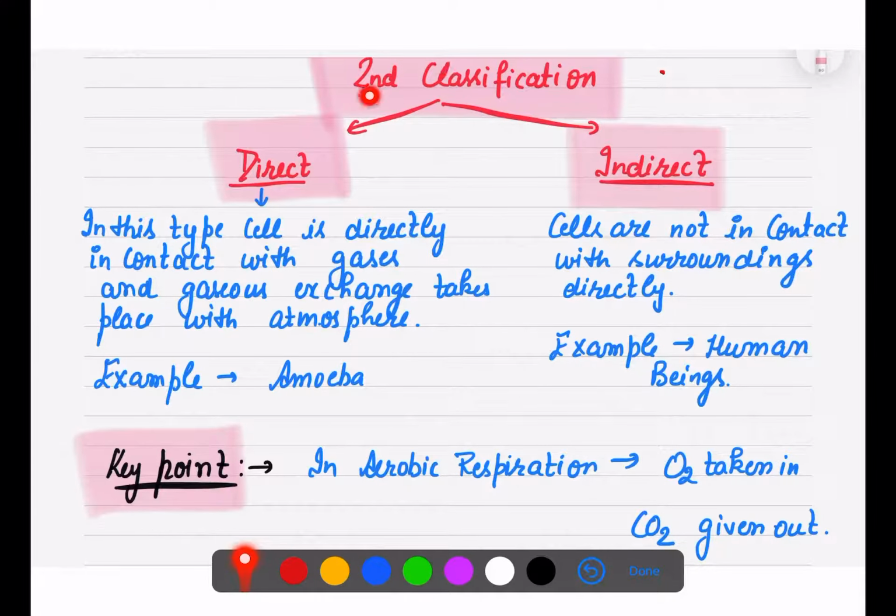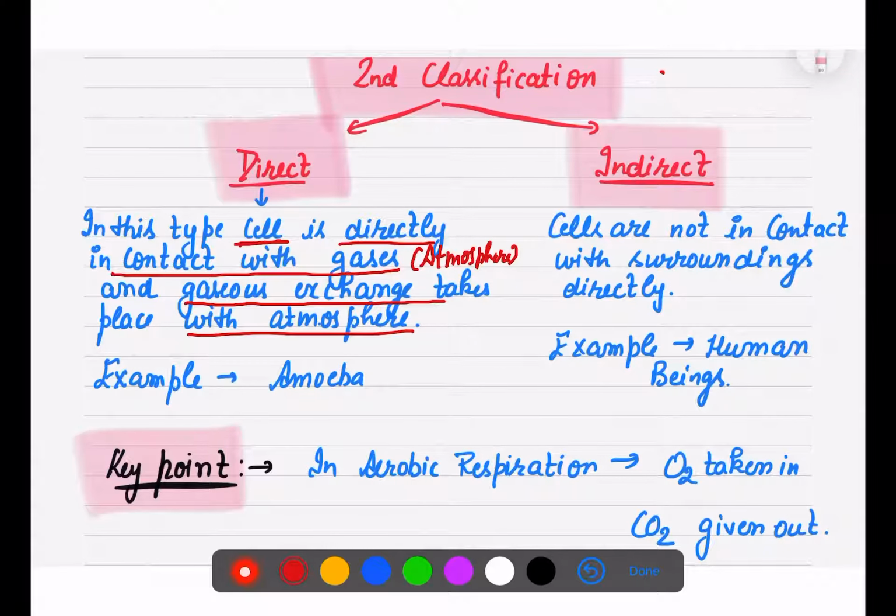Now here, what do we need? The second classification is known as direct or indirect. If the surface of the body or cell is directly in contact with the gases, usually directly in contact with the atmosphere, so that gaseous exchange takes place directly with the atmosphere, then this type of respiration is known as direct respiration. An example is lower organisms, simple ones, that is your amoeba, right?